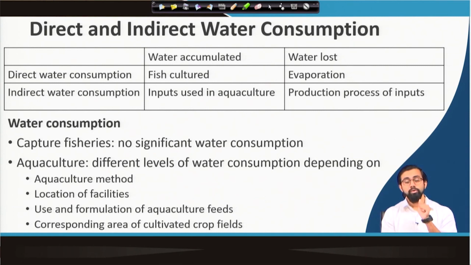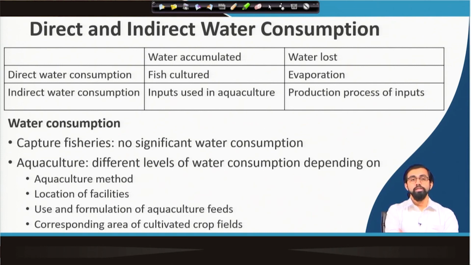Whenever you calculate the total water incorporation in your system, you have to incorporate the water already used in the production process of the inputs, say feeds and all. That also should be incorporated when you go for this water stocking and all. The water consumption in case of capture fisheries, definitely there is no significant water consumption. That's the good thing about it.